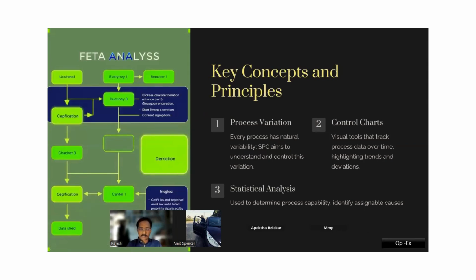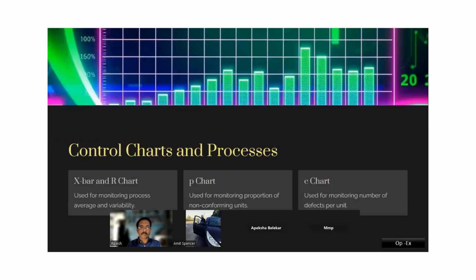So we'll go to the key concepts. First, SPC talks about process variation. That's the main thing, how my process is going on. Second, it gives you control charts. Third, it is statistical analysis. Whoever is interested in statistics, or wants to do a black belt in Six Sigma, this is a very key methodology you're going to learn. The theoretical part will be the details I am giving, but we are going to see it in practice.